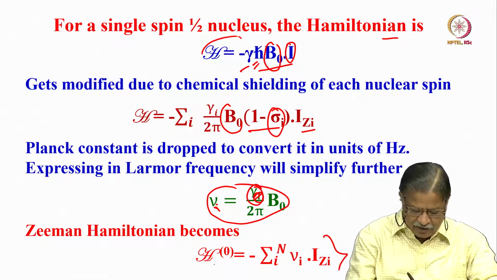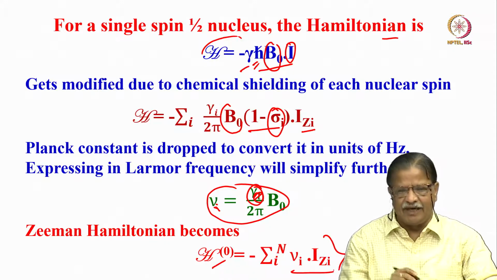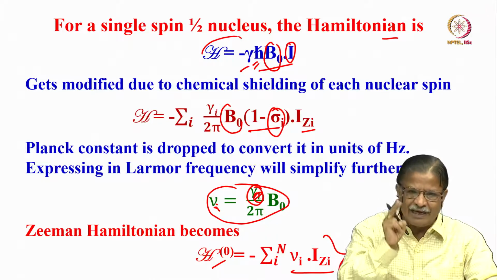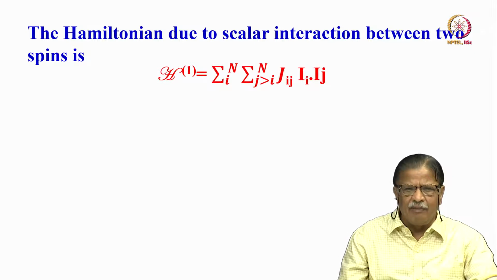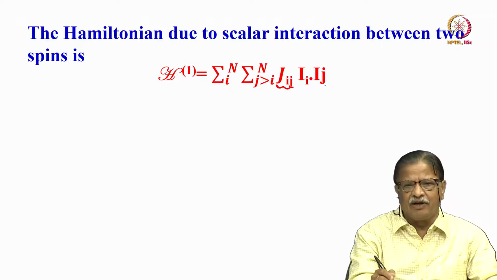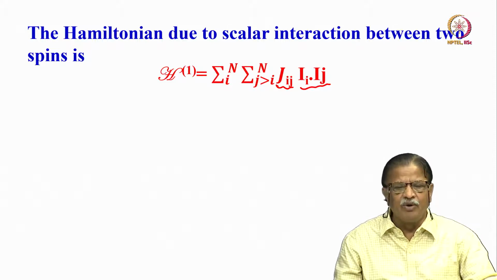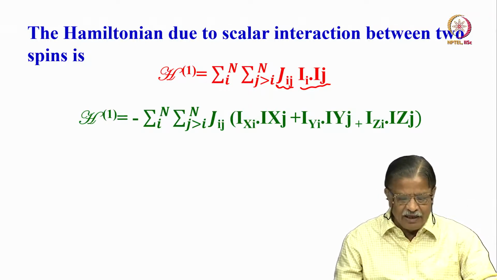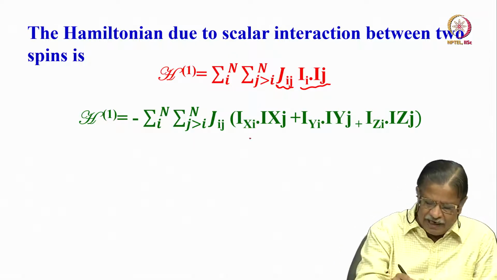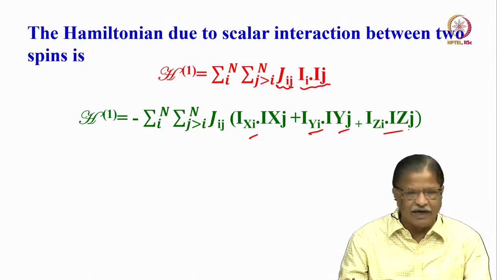Zeeman Hamiltonian is H naught equal to summation over i from 1 to n of nu i into Iz i. n is the number of interacting spins, in our case it is 2. Presently we are considering 2 interacting spins. So, the Hamiltonian due to scalar interaction we will consider now. Again we have this interaction coupling constant Jij, and Ii dot Ij is the interaction between 2 nuclear spins. Now, this being a vector, we can expand it in 3 components, Ixi Ixj, Iyi Iyj and Izi Izj. We can write it clearly.